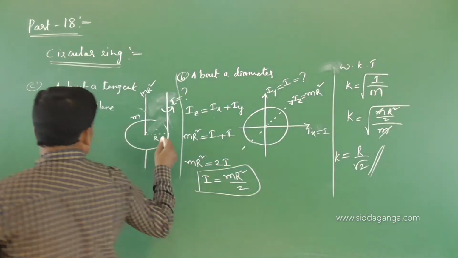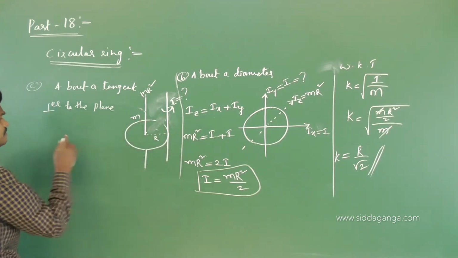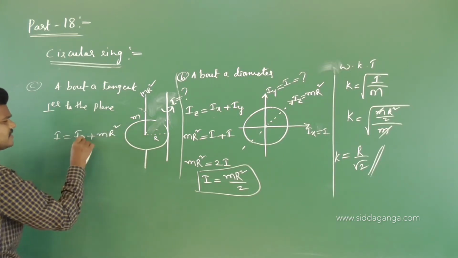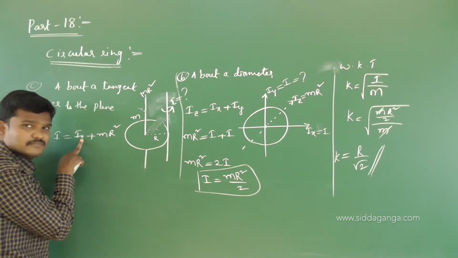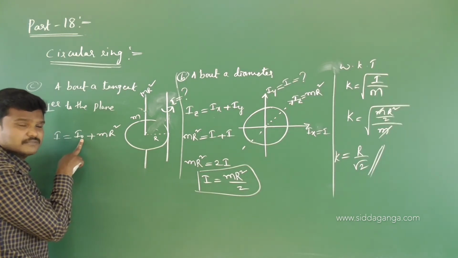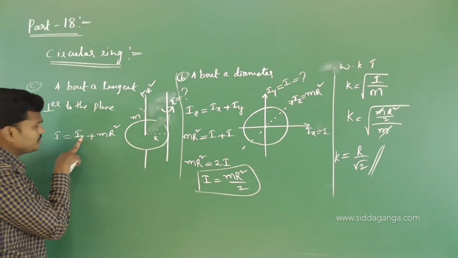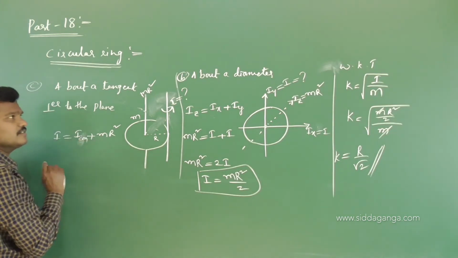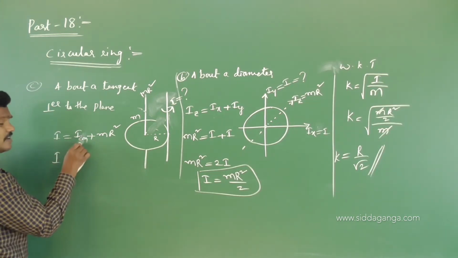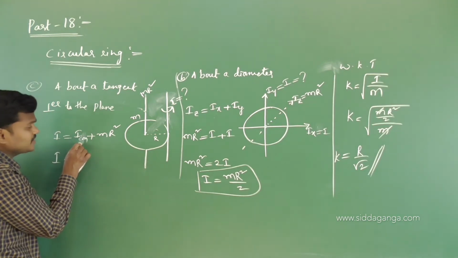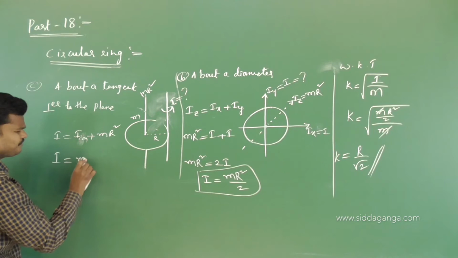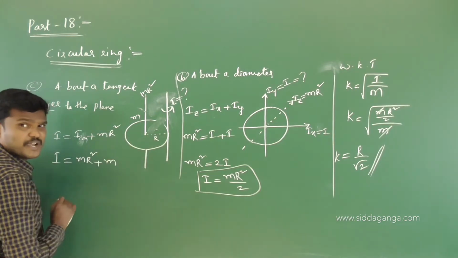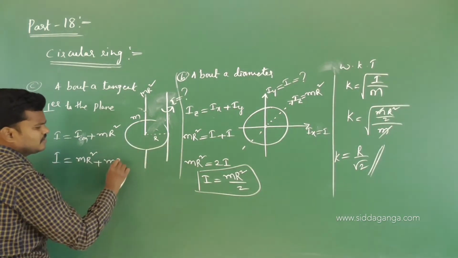So about a tangent perpendicular to the plane, I is equal to, we have a formula I naught plus mR square, otherwise I CM. What is this I naught? Moment of inertia passing through the center of mass. You can write I naught, otherwise I CM. So I is equal to the moment of inertia about an axis passing through the center of mass, which is mR square, plus mass times the distance between these two axes. How much is the distance between these two axes? The distance between these two axes is R, so R square.